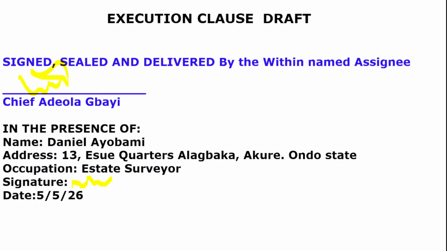So what if it was a lease? It is the same thing. Signed and delivered by the within named lessor in the presence of; signed and delivered by the within named lessee in the presence of. So it's the same format that you will also follow. Don't forget the signatures are there. Ensure you include the signature, right?